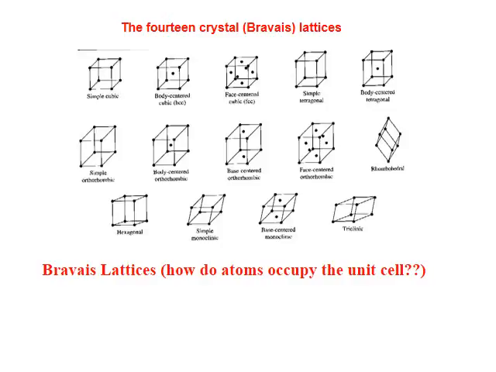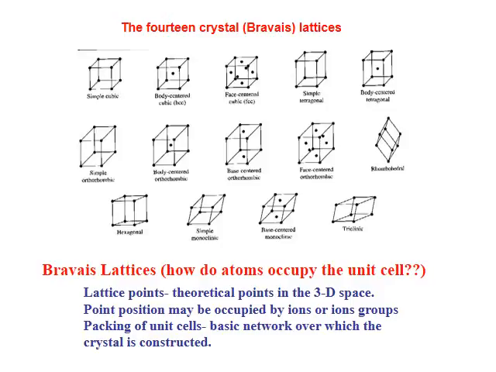And these are the 14 crystal lattices, the Bravais lattices. They show how atoms occupy unit cells. The so-called lattice points are theoretical points in the 3D space. It's important to stress here that point positions may be occupied either by ions or ion groups. They show the packing of unit cells, the basic network over which the crystal is constructed.